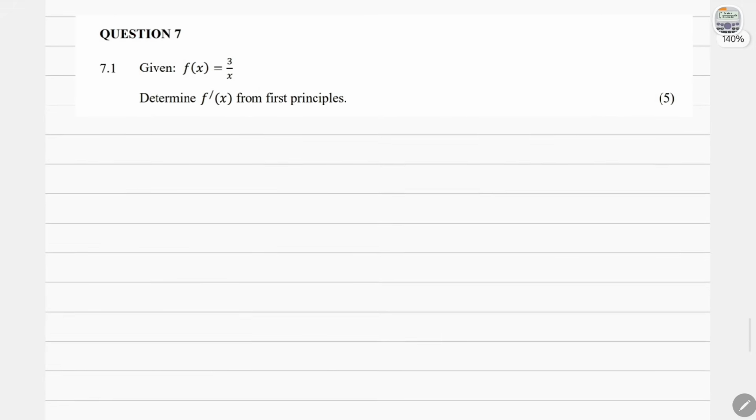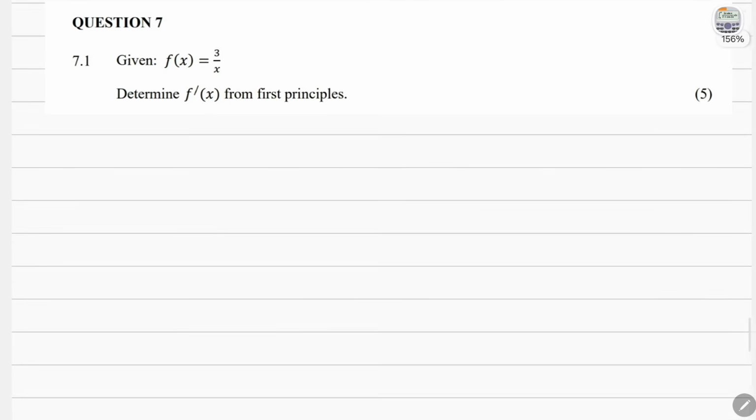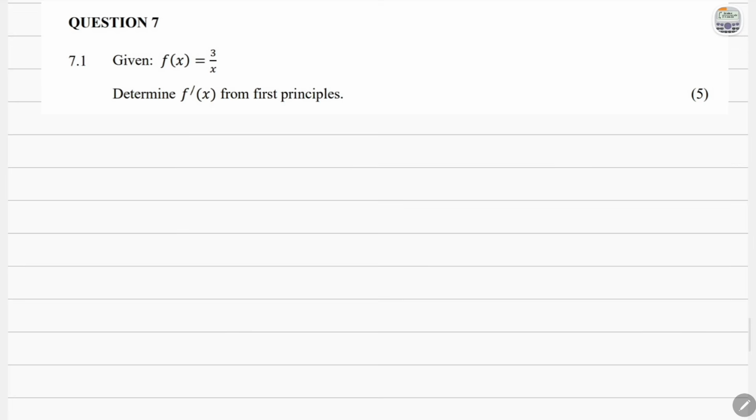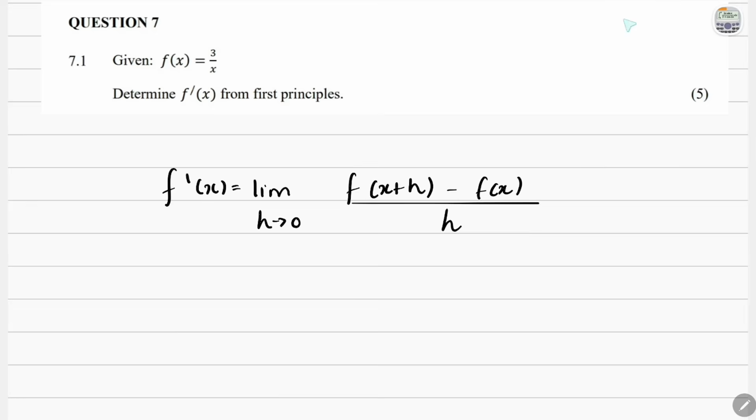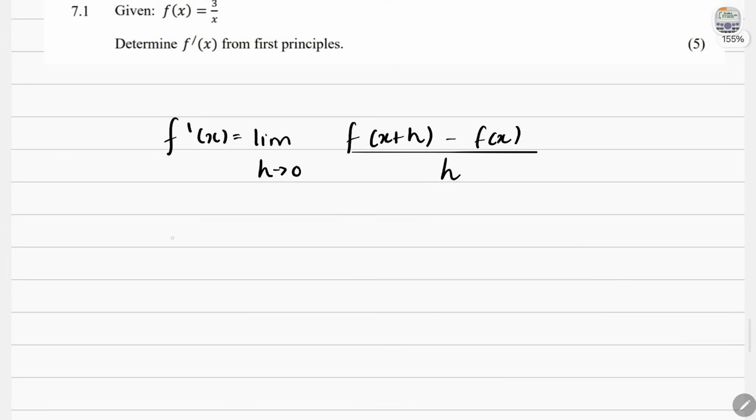Question 7.1 says, given f of x is equal to 3 over x, we need to determine f prime of x from first principles. Okay, so to find f prime of x, remember that the equation looks like this. It's to find the gradient of this function. So we clearly still have to find the f of x plus h since we have f of x. Okay, but we'll just find it while substituting.